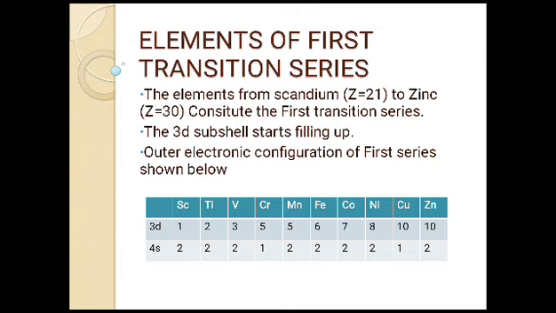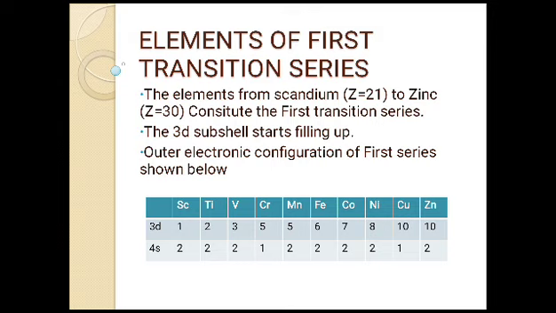If we see the first transition series, the elements from scandium to zinc constitute the first transition series. The 3d subshell starts filling up. The outermost electronic configuration of the first series is shown below. In this case, chromium and copper, unlike others, have a single electron in the 4s orbital.